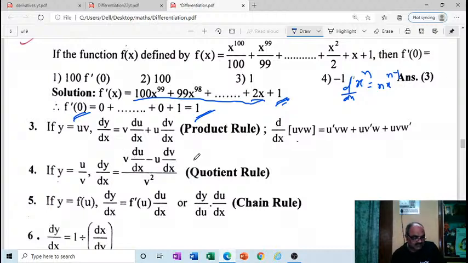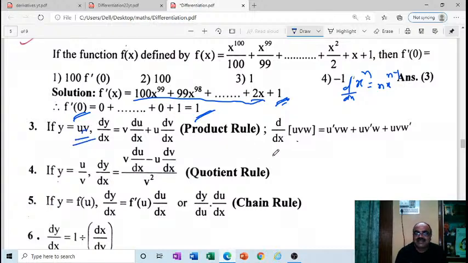Next, y is equal to u into v. It's a product rule. dy by dx is equal to v into du by dx plus u into dv by dx. This concept is called as product rule. This is for two values.